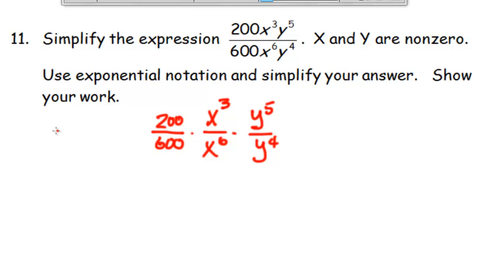A lot of you left this as 2/6, and the reason why you missed it, you didn't simplify it. And we talked about that, so you know that one's on you. So now I know that has to be a 1/3. And now x to the 3rd over x to the 6th. Let's take another look at this.